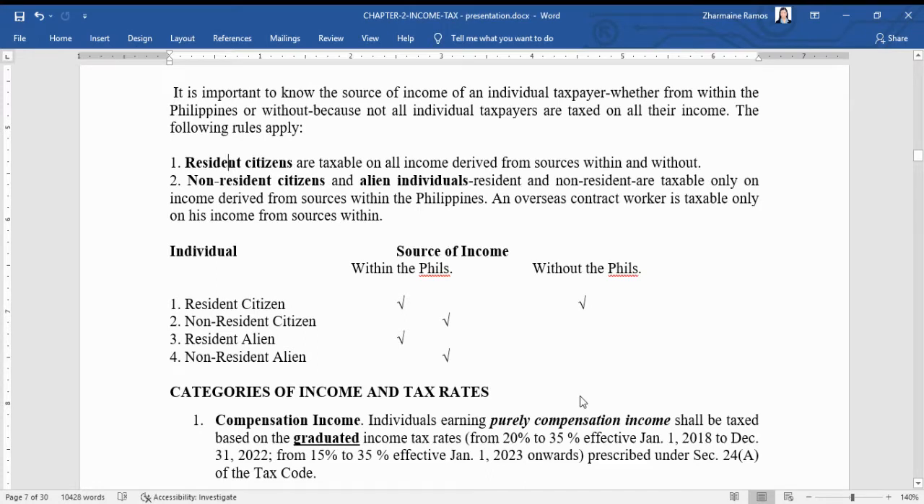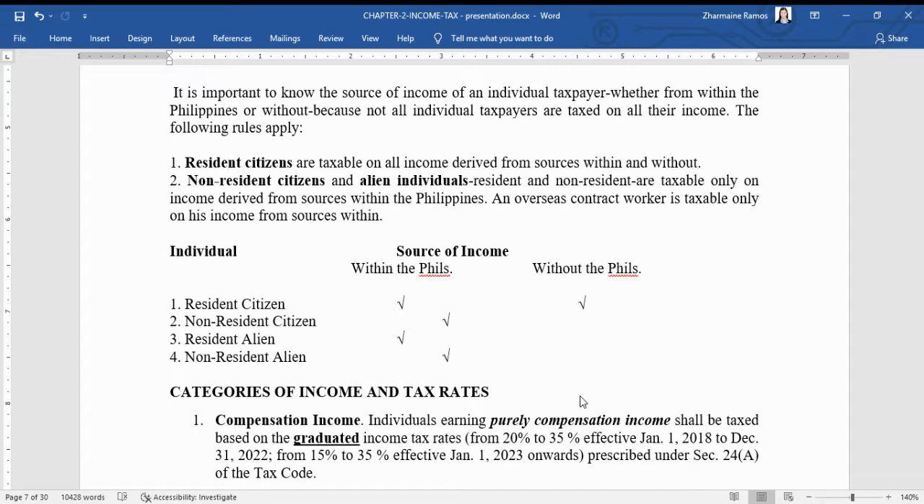Okay, so this is the part of our chapter 2. So ito yung pag-uusapan natin. Pag sinabing sources of income, so it is not about the place, pero it's about the property, activity, or services that produce the income.